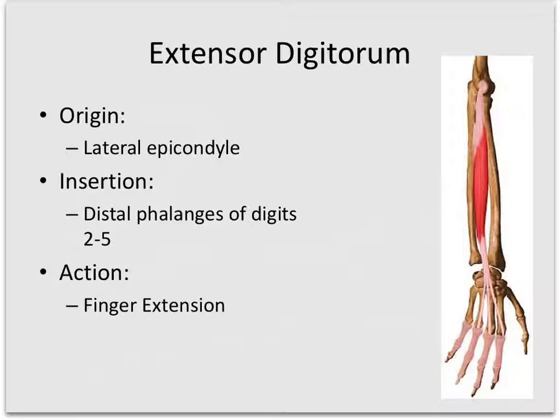Okay, and lastly we have the extensor digitorum, which comes from the lateral epicondyle and splits into 4 tendons. This is actually not really showing the fourth one, but there should be another tendon that comes down right here, because it goes to all the fingers and not the thumb. So the distal phalanges of 2 through 5, and its main action is finger extension.